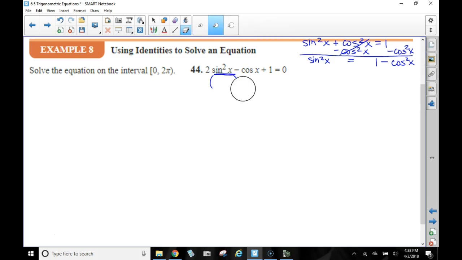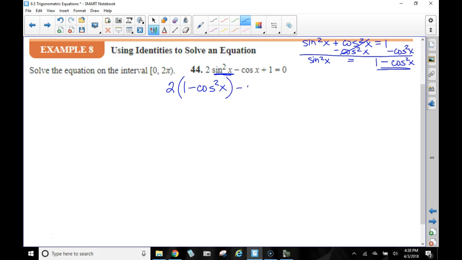So that's actually what I'm going to replace for sine squared x in here. Now I'm telling you what, those parentheses aren't going to be big enough, so I'm going to expand this out a little bit. My problem says 2 times the sine squared x, which is equal to 1 minus cosine squared x always. Then just bring down the rest of the problem. Minus cosine x plus 1 equals 0.